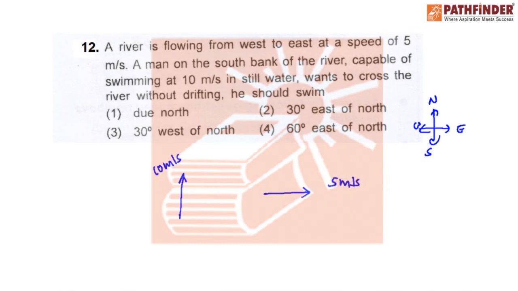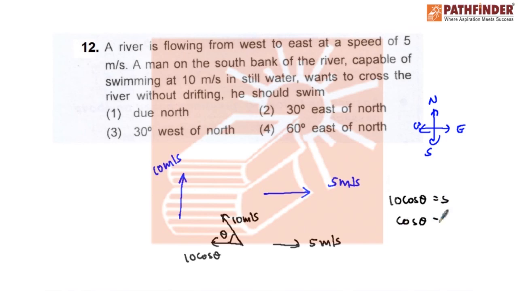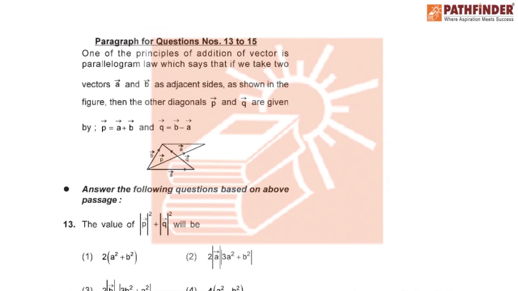Now in order to make sure that he does not drift, he will swim at a certain angle such that the cos theta component must cancel out the component of velocity of the river vector. So we write 10 cos theta must be equal to 5, or cos theta is equal to half, or theta is 60 degrees. 60 degrees from here means 30 degrees from the vertical. So 30 degrees west of north is the correct option. 30 degrees west of north. So for question number 12, option 3 is correct. Let us move to the next question.